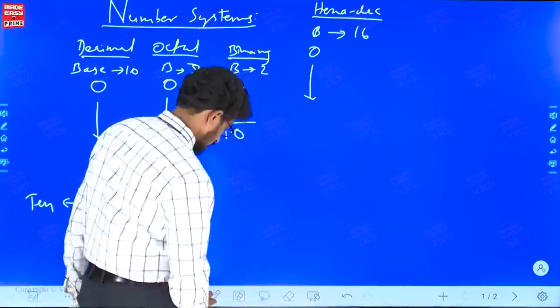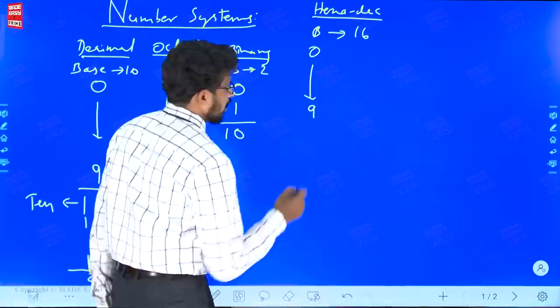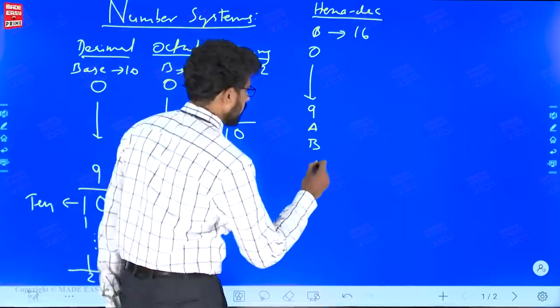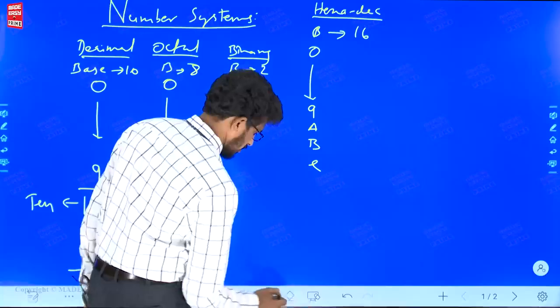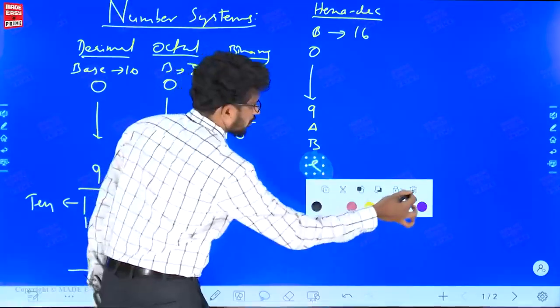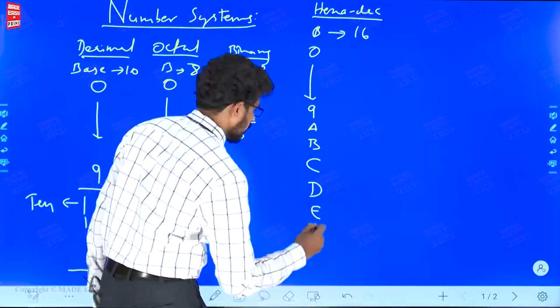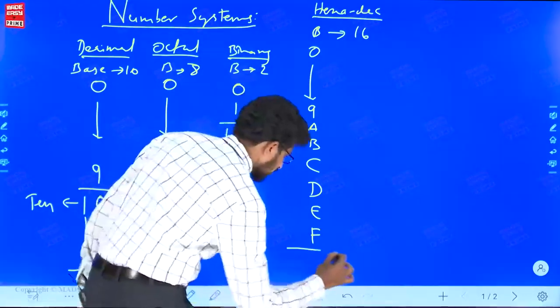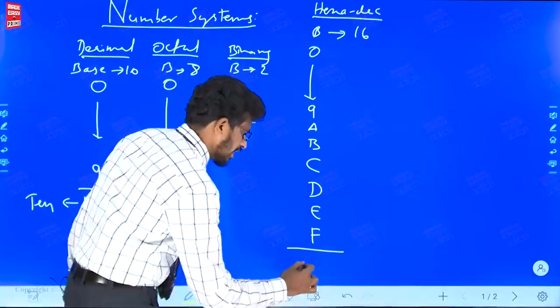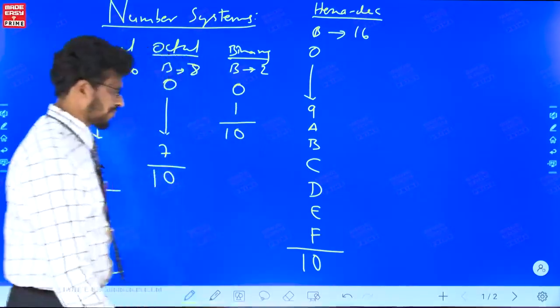For example, say I am considering 0 to 9. After that it is A, B, C, D, E, F. After F, the next value is 10 here also.